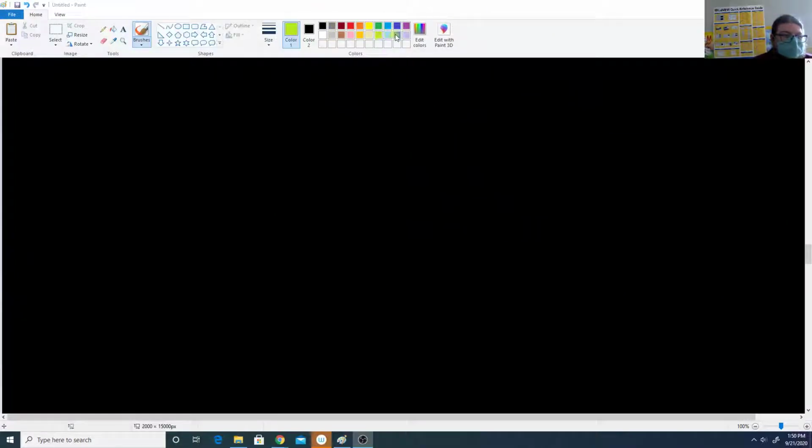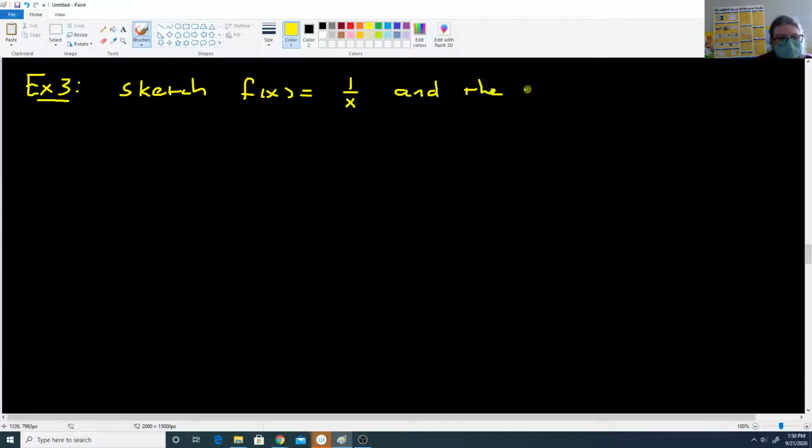All right, so we're moving along. We're going to look at example 3 now. Example 3 wants us to sketch the graph of f of x equals 1 over x, and we want the tangent line at x equals 2.